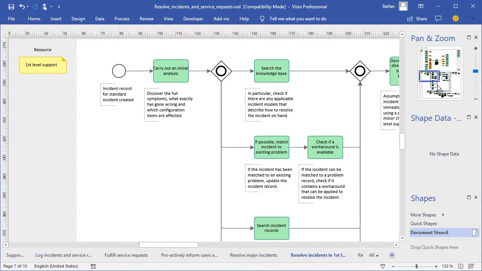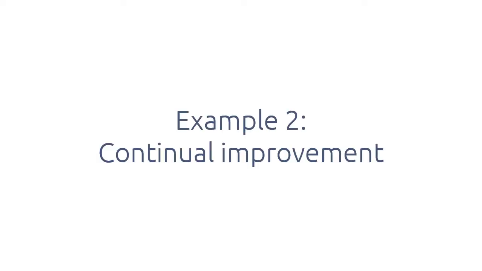This one, for example, describes the activities to be performed in first-level support. After an initial analysis, they should search the knowledge base, match the incident to a problem if possible, and so on. This is classical incident management as we know it from ITIL, ISO 20000, and virtually all other service management frameworks. My second example is continual improvement.